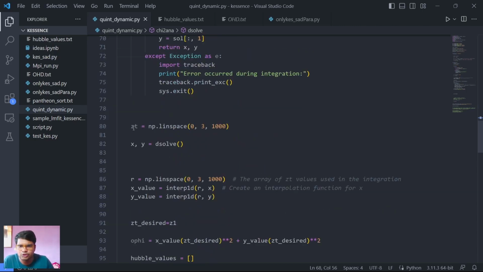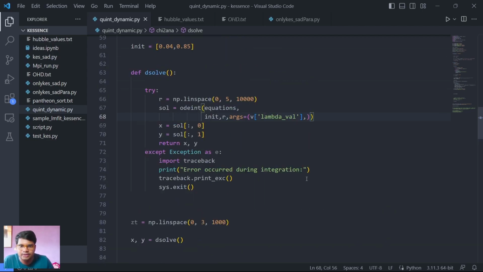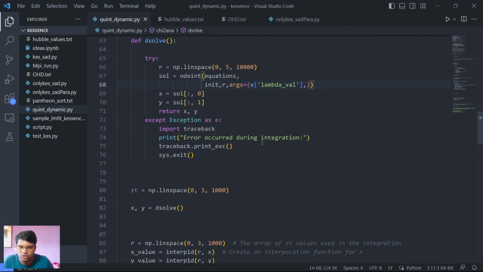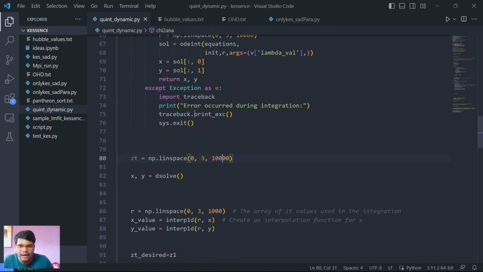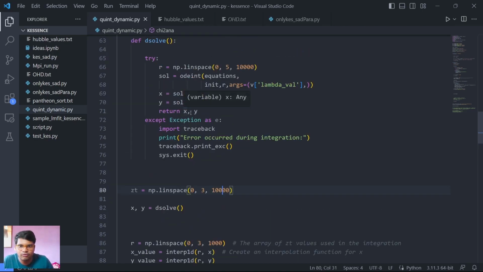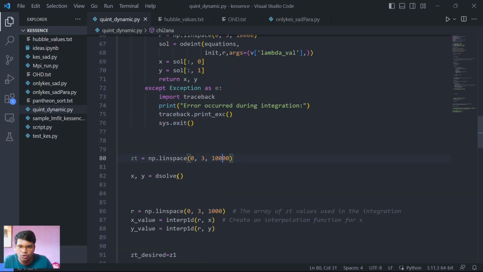Now again I am using ZT. Mind it, whatever you have used, 10,000, you have to also use over here 10,000, because the x and y solution corresponds to that z, right? So now we are trying to extract the x and y solution from this dsolve, because x and y you are returning, so x and y will go from dsolve to x and y over here.